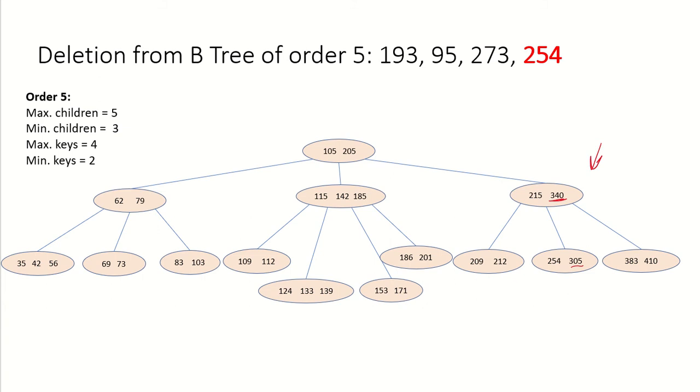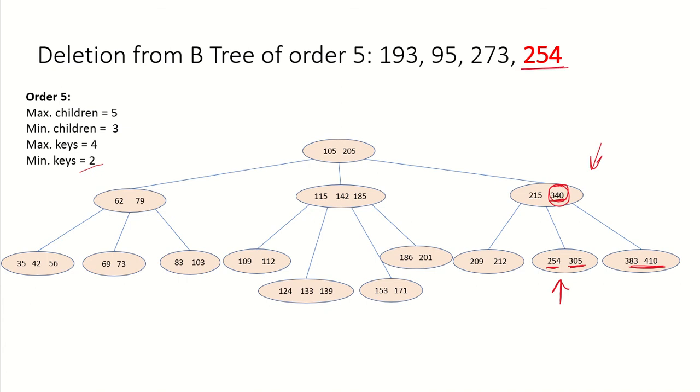Again, we can see that the property of the B tree is not violated. Each node is having the minimum number of keys, which is 2. And also in this node, the values 254 and 305 are less than 340. And in this node, the values 383 and 410 are larger than 340. So this is the way we will handle a key which is in the leaf node but does not have more than the minimum number of keys.